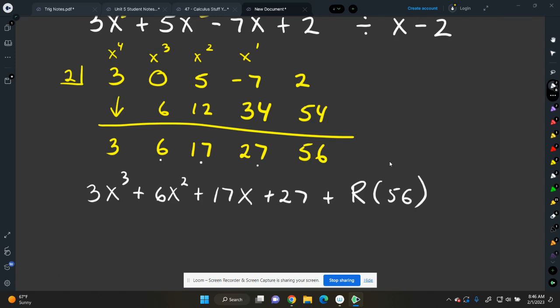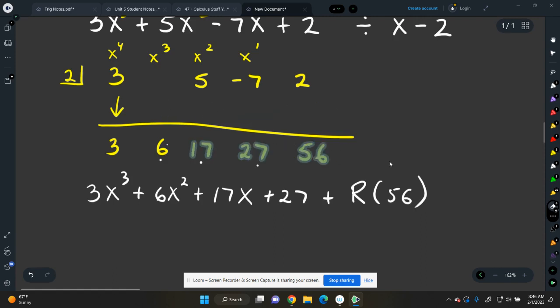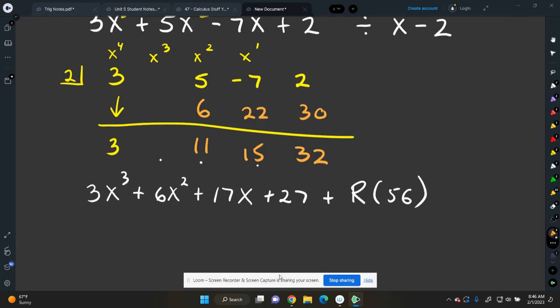Now I'm going to do it without the placeholder, and I'm going to show you why it's important to have the placeholder there. Okay. So no placeholders. Let's just take that out of there. Okay. So this time I did not put a placeholder in there. Bring down the 3. We get 6, 11, 22, 15, 30, 32. Without the placeholder, I get a completely different answer. Okay? You have to put the placeholder in there. Okay? Everybody understand that?